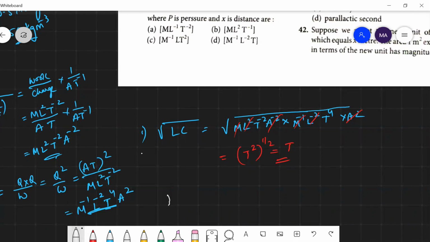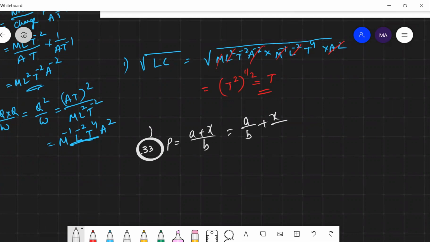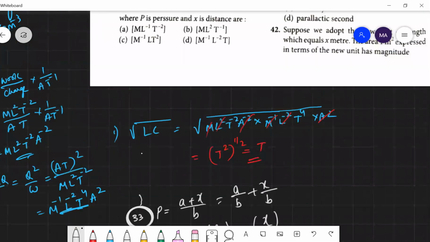Let us try to do this one. Question number 33. So P is equal to A plus X divided by B. That can be written as A by B plus X divided by B. So as per the principle of homogeneity, P must be equal to A by B, and P must also be equal to X by B.